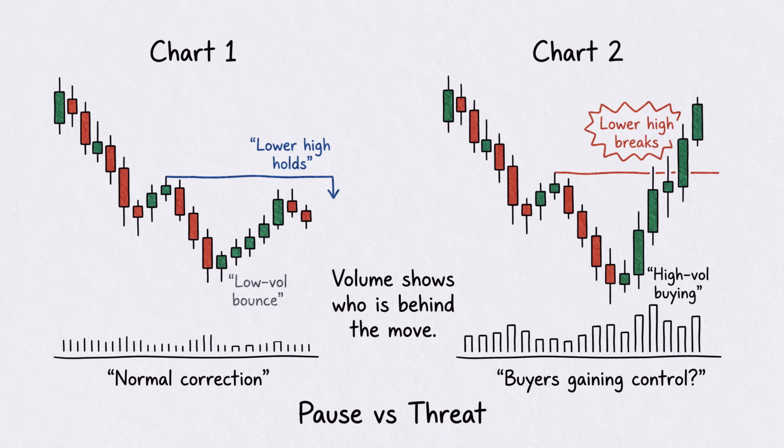Volume does not just tell you the pullback is happening. It tells you who is behind it and how hard they are trying. That is the difference between a pause and a threat. Now you can judge trend health and pullback quality. But the next situation is where the most money is lost, and the most traders get trapped: breakouts.